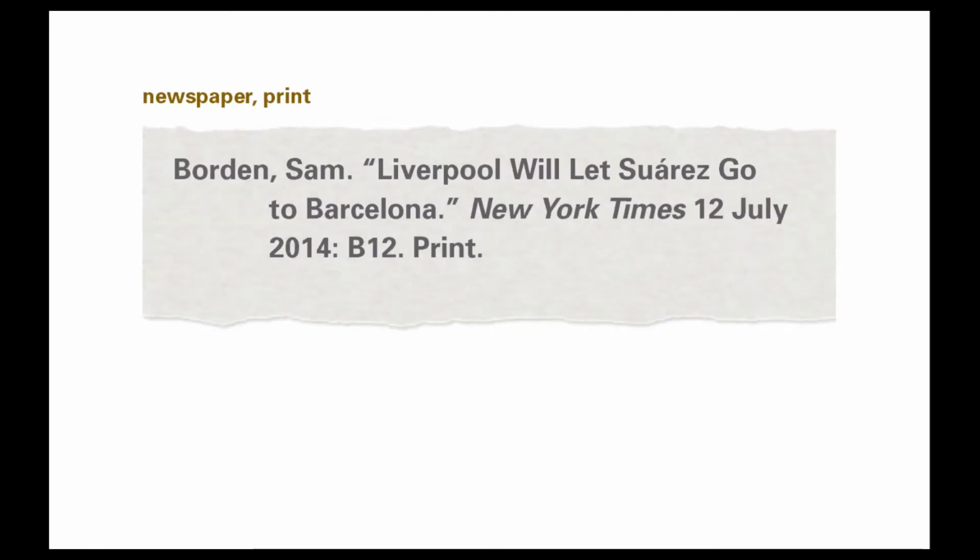Here's an example of an entry for a print edition of a newspaper article. Notice that the article "the" is not included in the newspaper title. A colon follows the date of the edition, followed by the page number of the article and the medium of publication.